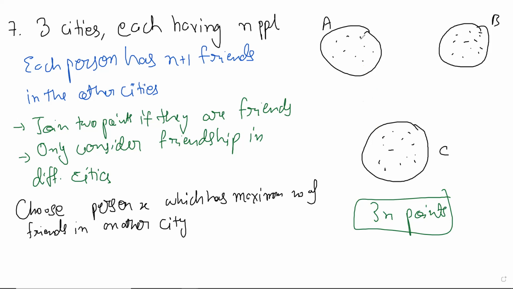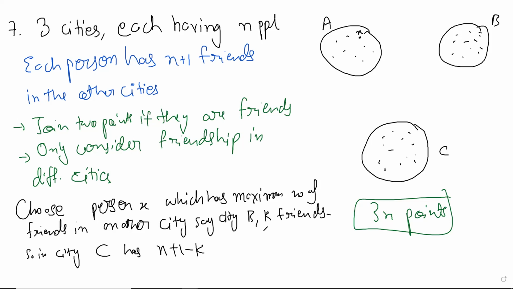Let's call that X. So if this is X, and let's say in city B he has K friends. Say city B, K friends. Right. So in city C has n plus 1 minus k, and so this k will obviously be more than n plus 1 by 2, but yeah, as n plus 1 minus k friends.